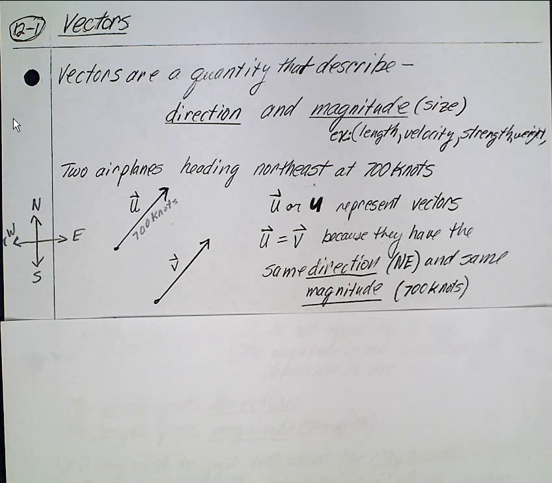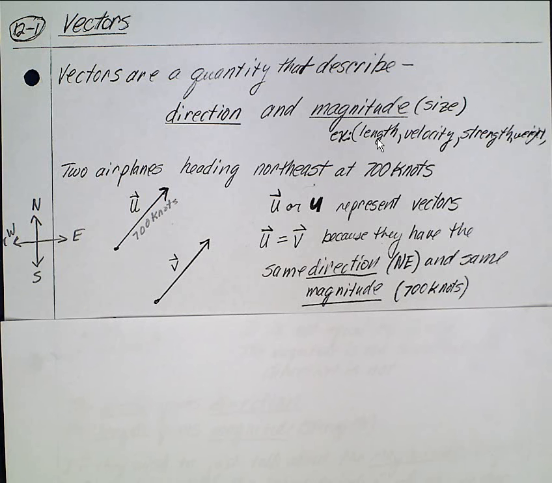Today we're going to start chapter 12, which is vectors. You can see vectors are a quantity that describe two things. They describe the direction and the magnitude, or the size, of a situation. Magnitude or size is going to be represented in lots of different ways.